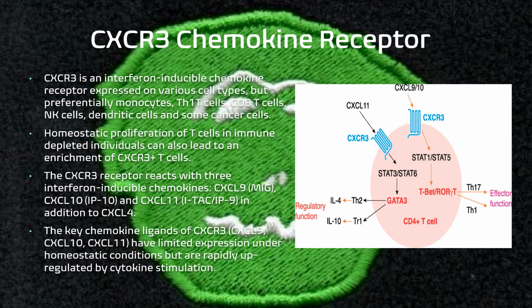In addition, the CXCR3 receptor also interacts with CXCR4. The main chemokine ligands of CXCR3, CXCL9, CXCL10, and CXCL11, have limited expression under homeostatic conditions, but are rapidly upregulated by chemokine stimulation.